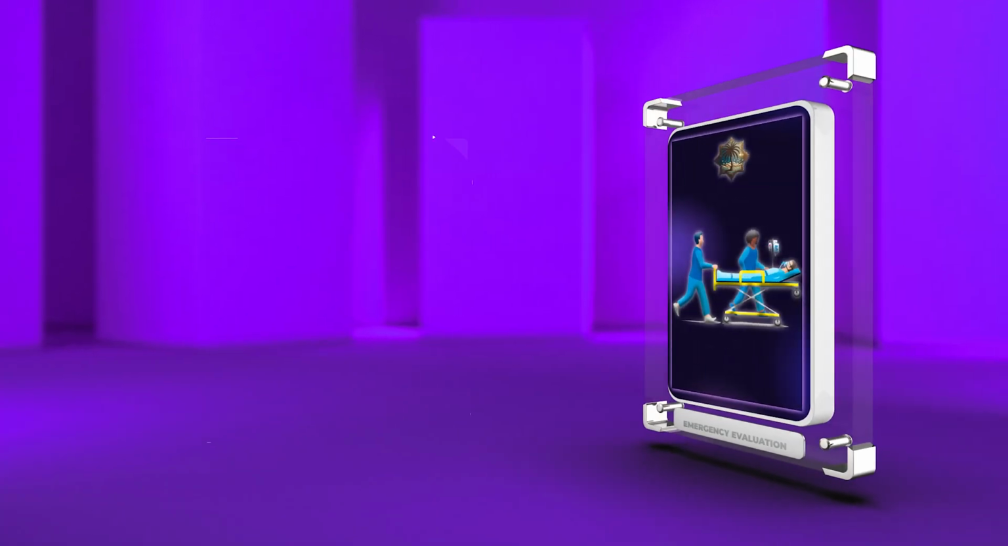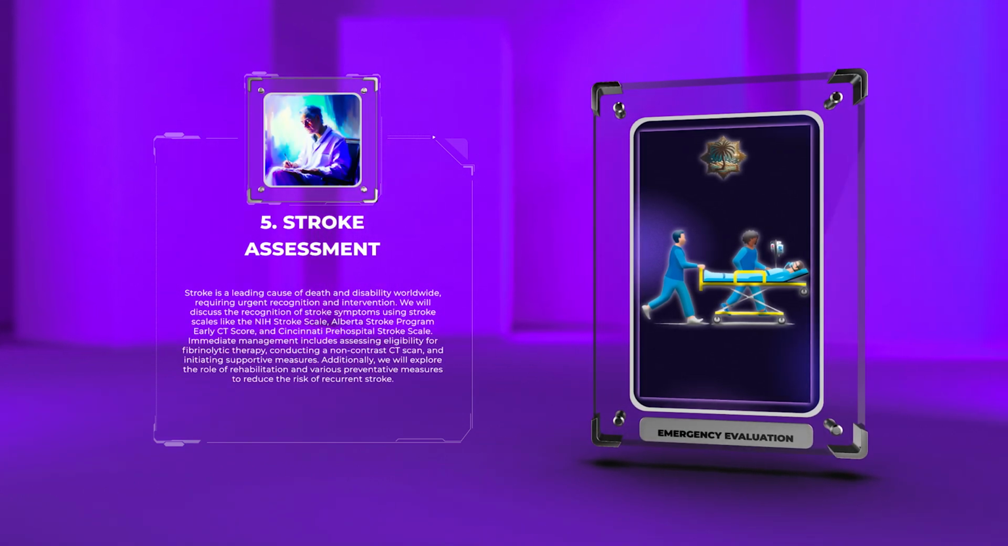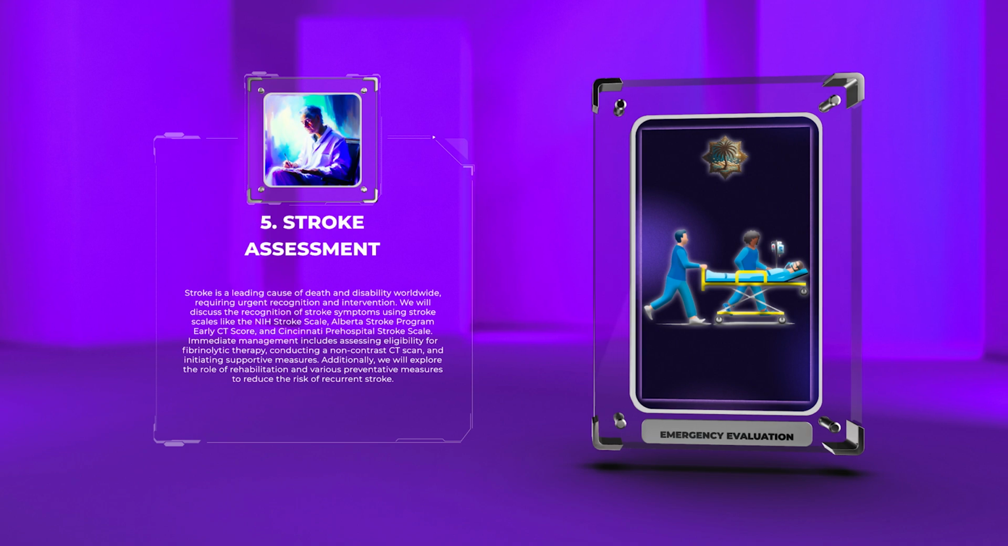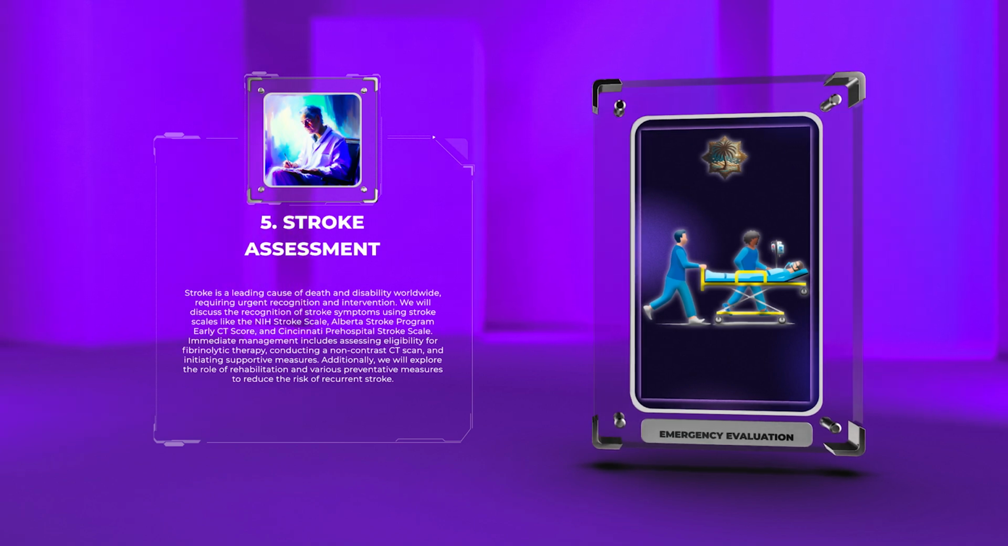Stroke is a leading cause of death and disability worldwide, requiring urgent recognition and intervention. We will discuss the recognition of stroke symptoms using stroke scales like the NIH Stroke Scale, Alberta Stroke Program Early CT Score, and Cincinnati Pre-Hospital Stroke Scale.